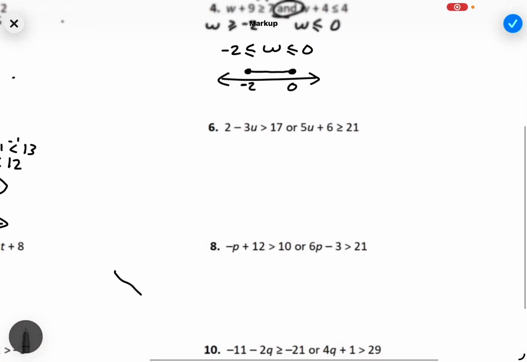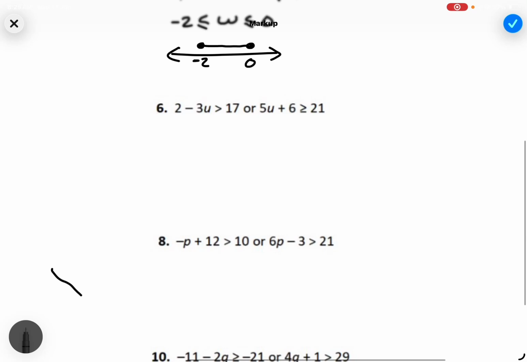Question 6. Actually, almost the same. For this and this, I'm going to move the 2 to the side, and you get what I'll get back.